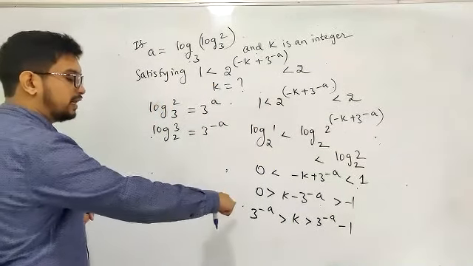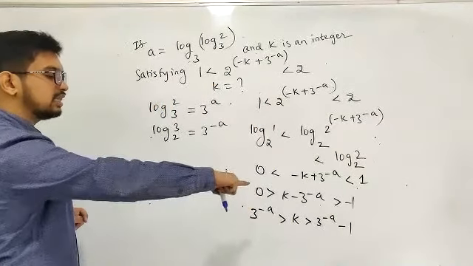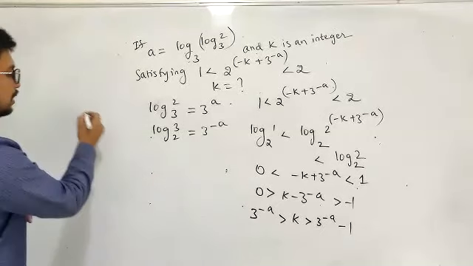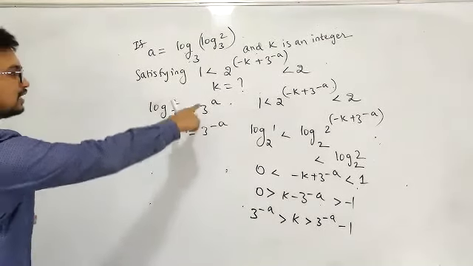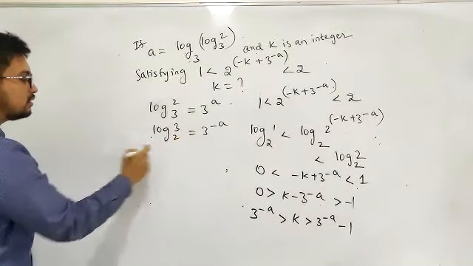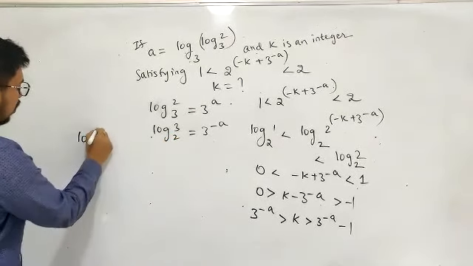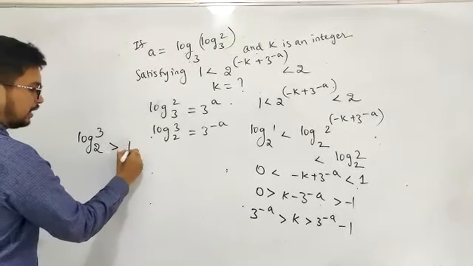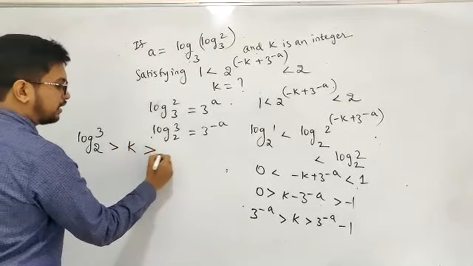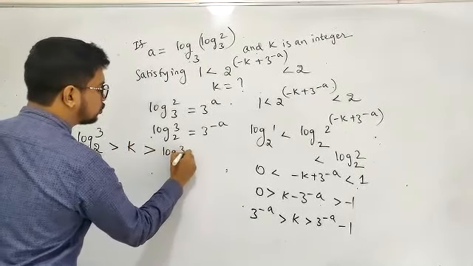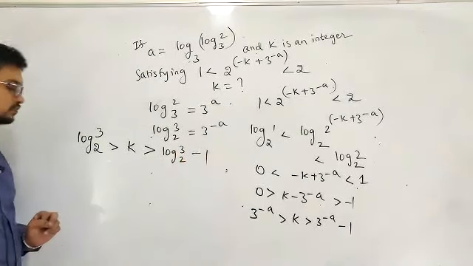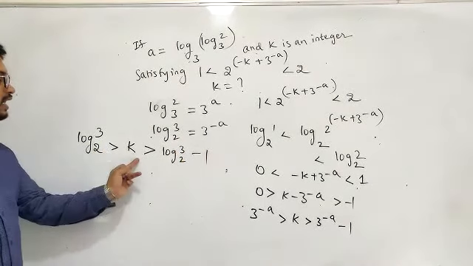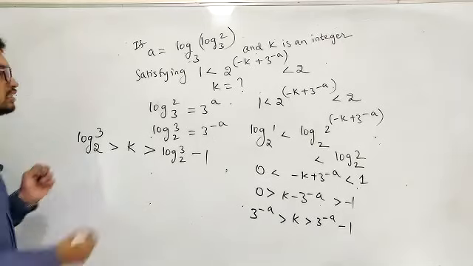So you get 3 power minus a is greater than k, which is greater than 3 power minus a minus 1. Now, 3 power minus a is log 3 base 2. So log 3 base 2 is greater than k, which is greater than log 3 base 2 minus 1.